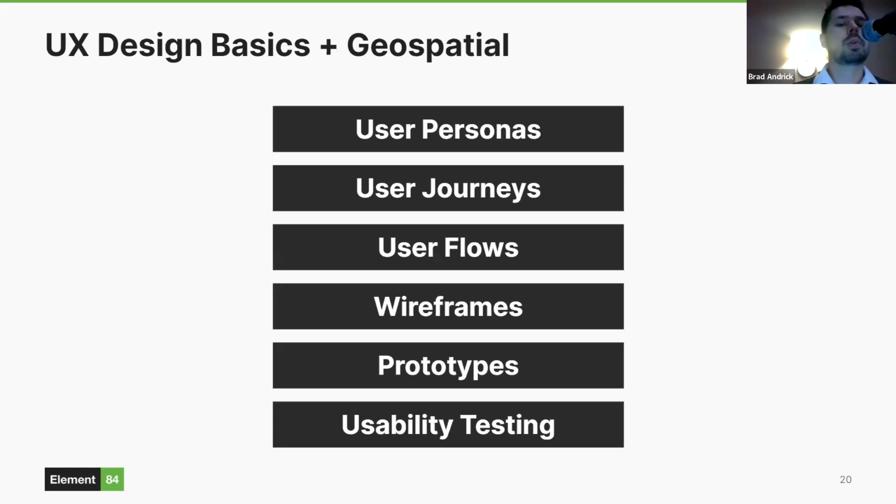So what we see here is a list of common tools that we have in our tool belt in the user experience world. You might be familiar with some of these, all of them or none of them, and that's okay. So we're going to talk about user personas, user journeys, user flows, wireframes, prototypes, and usability testing. We're going to specifically dial into user personas and wireframes for the purpose of this session.